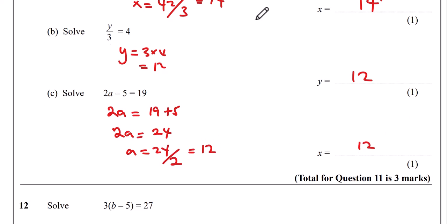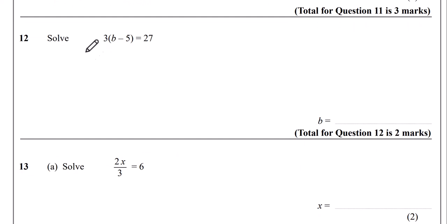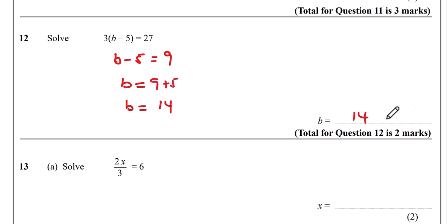And then, okay, so we go to the next question. Again, you expand the bracket, but I wanted to use a different approach. I want to divide 27 by 3, so that's going to be b minus 5. If you divide 27 by 3, you get 9. All right, and of course here's a minus 5, so you're going to add 5 on both sides, so b will be 9 plus 5, and b will be 14.